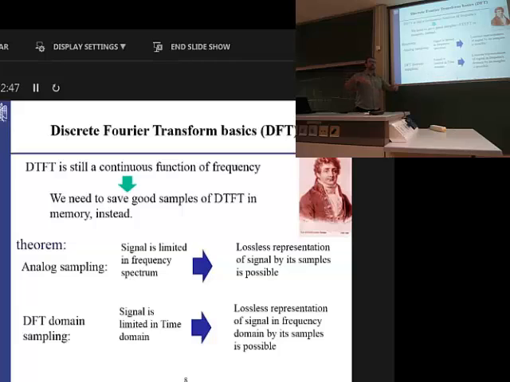So we need to do another kind of sampling, but this sampling is done in the frequency domain, over a signal which is a function over the frequency. So here also we have a kind of sampling. With DFT domain sampling, the same criteria should be applied. So the signal should be limited in the time domain. This time it should be in the time domain. Then we are able to have a lossless representation of the signal in the frequency domain by its DTFT samples taken from the DTFT.